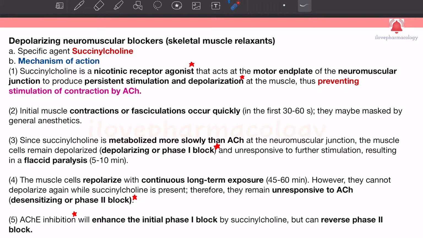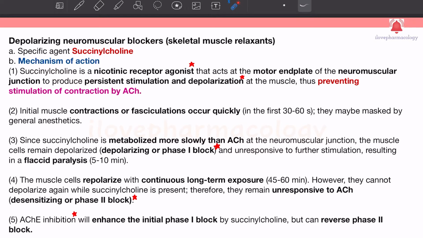It is basically a depolarizing neuromuscular blocker. Mainly, it functions as a skeletal muscle relaxant. Please remember, succinylcholine is a peripherally acting skeletal muscle relaxant. The mechanism of action is that it acts by depolarizing the neuromuscular junction. That's why they are called depolarizing neuromuscular blockers.